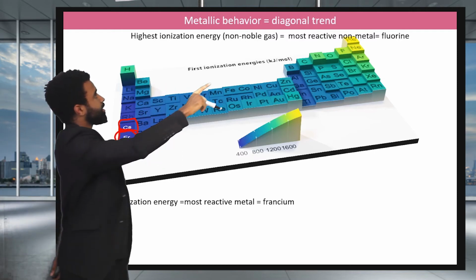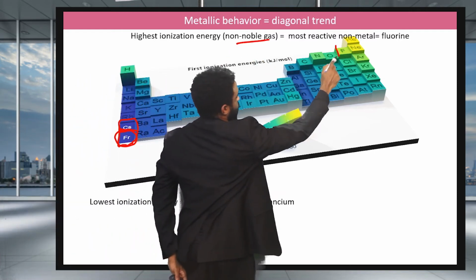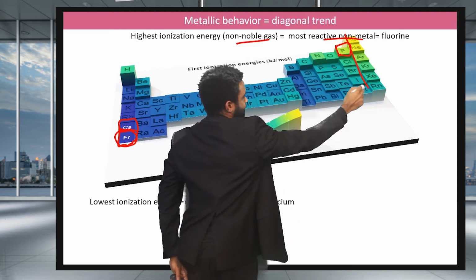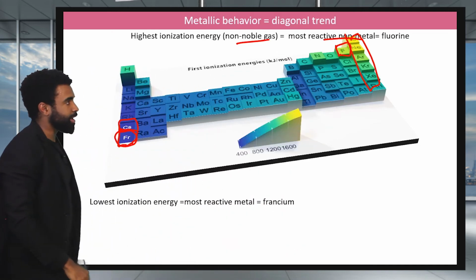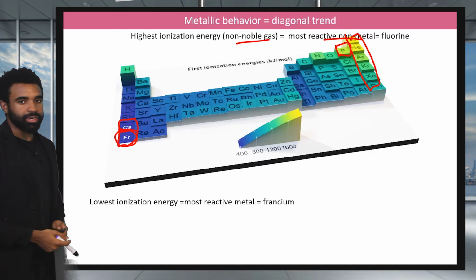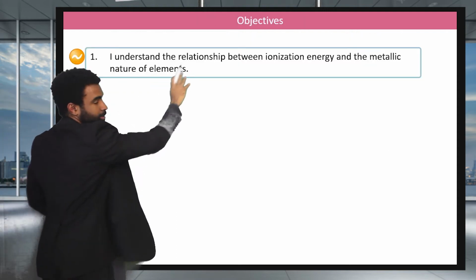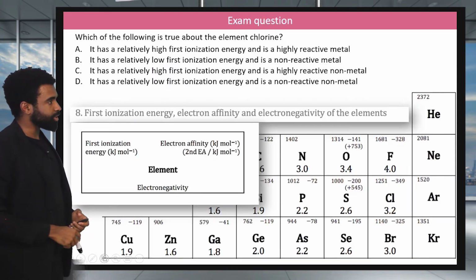And on that end, the highest ionization energy, which is not a noble gas, would be fluorine, and that is the most reactive non-metal. So the noble gases have higher ionization energies, but they do not do any chemistry, so we do not care about them in terms of reactivity. So now we have the yellow light on this objective. Let's see if we can get the green light by getting some questions correctly.